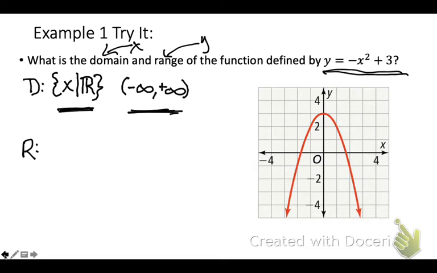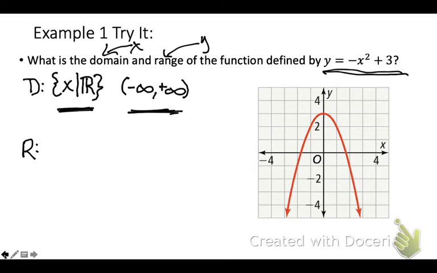So what's the smallest y? Negative infinity. And I know it's negative infinity because there's little arrows on the end of here, right? Okay, so my smallest y is negative infinity. What's my biggest y? 3. So it's all y's less than what? 3, not negative 3. All y's less than 3, yes?